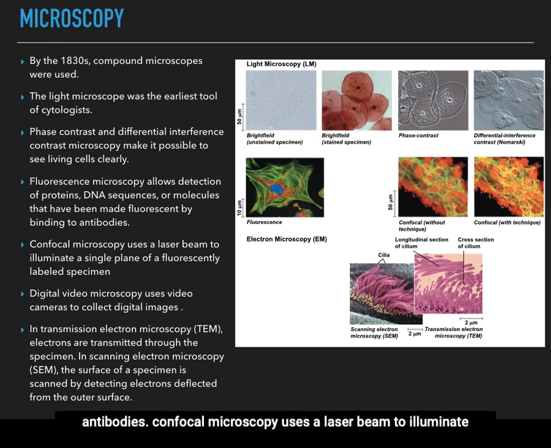Confocal microscopy uses a laser beam to illuminate a single plane of a fluorescently labeled specimen. Digital video microscopy uses video cameras to collect digital images. In transmission electron microscopy, or TEM, electrons are transmitted through the specimen. In scanning electron microscopy, SEM, the surface of a specimen is scanned by detecting electrons deflected from the outer surfaces. All these specialized approaches allow for the visualization of specimens.